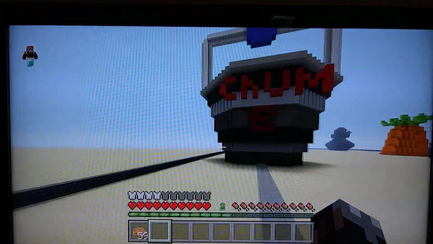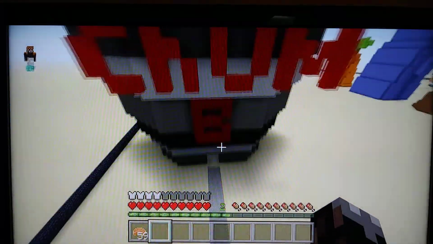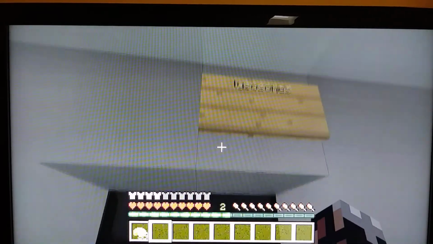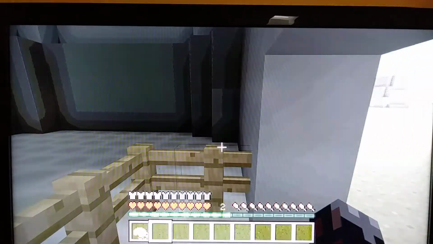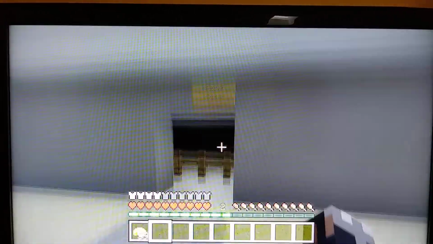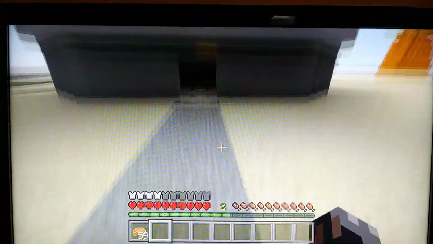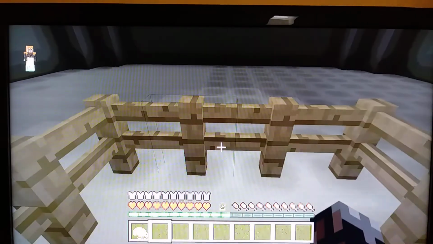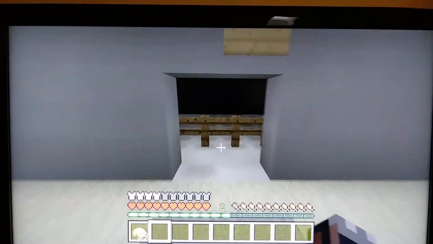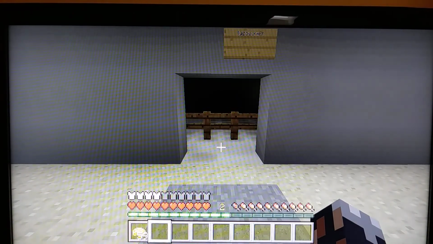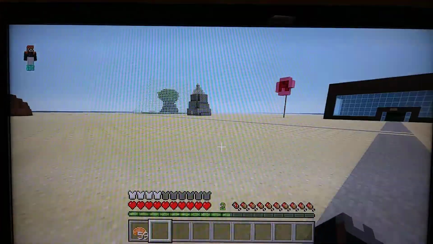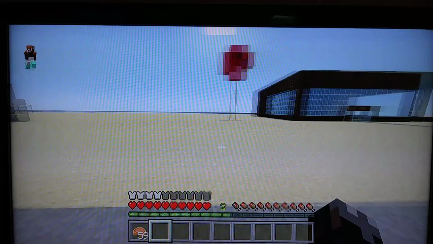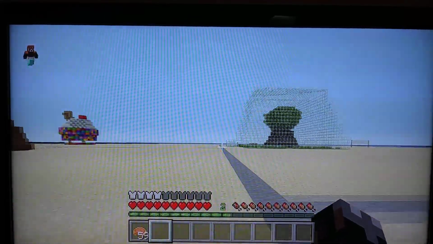Moving on to the Chum Bucket. This is the lysosomes. There used to be zombies in here. I chose the lysosomes to be the Chum Bucket because Plankton is evil and the lysosomes have evil cells inside them. And so Chum Bucket is kind of evil, so yeah. Okay.